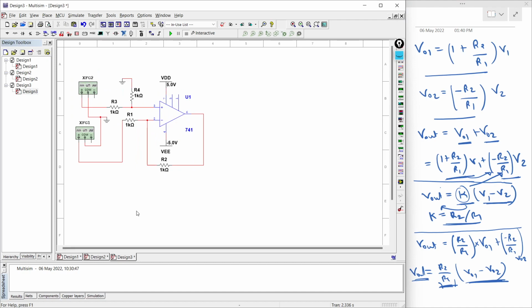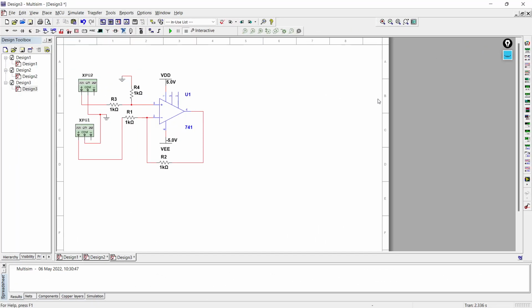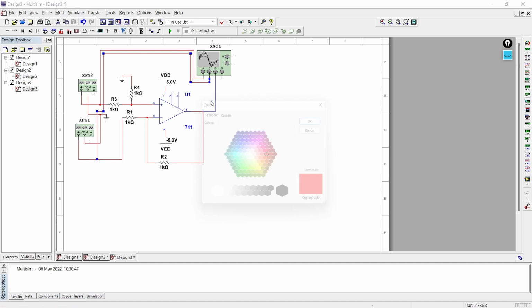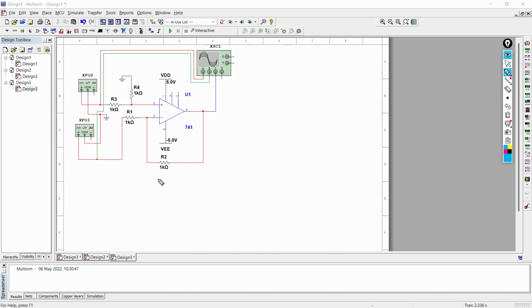So first we'll start with this. To observe both the input and output, we'll have a 4-channel oscilloscope. So the circuit is ready. Over here you just observe our R2 and R1. They both are same, right? So our gain K, the equation of gain is R2 by R1, and they both are 1K. So our multiplying factor will be 1.